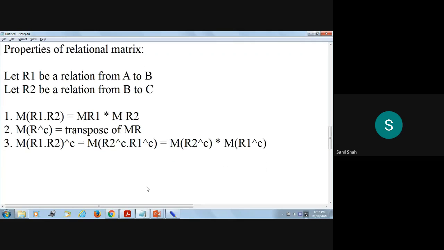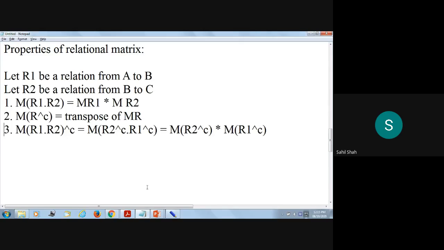You will ask me, sir, how can you prove this? So for the same, we have one example. Let me take a quick snapshot of this. The example is big, so that you will have these properties in your notebook or somewhere.